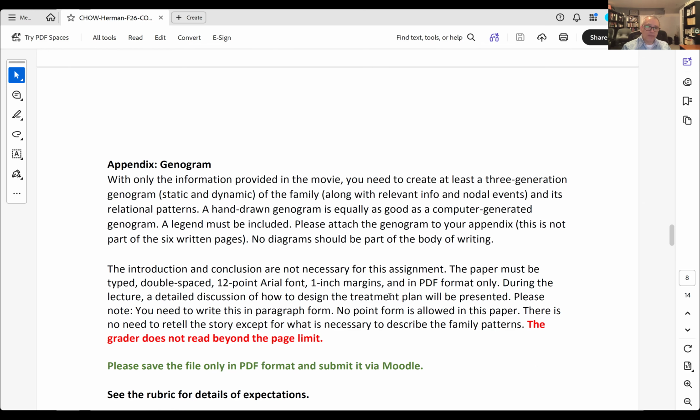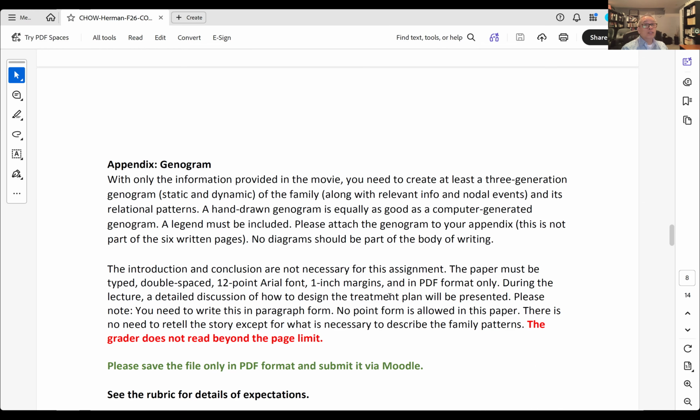Let me say a quick word about the appendix. The appendix is not a way for you to hide more writing. It should be about your diagrams and any key information that you don't want to put in the body of writing. We're not going to spend a long time just reading your appendix, because you don't want to cut down any of the writing in your 6 pages. So please don't use that to disguise your extra writing.